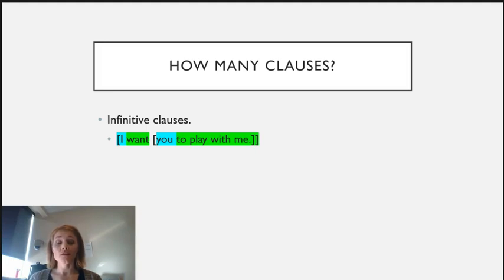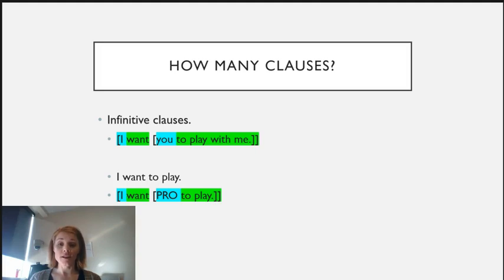However, we can also have infinitive clauses that look like this. I want to play. Now this is also a complex sentence with 2 clauses. Even though it looks like there is only 1 subject, I, there are actually two subjects in this sentence. And the second subject is what we call big pro, which pro stands for pronoun, and this is a silent pronoun.